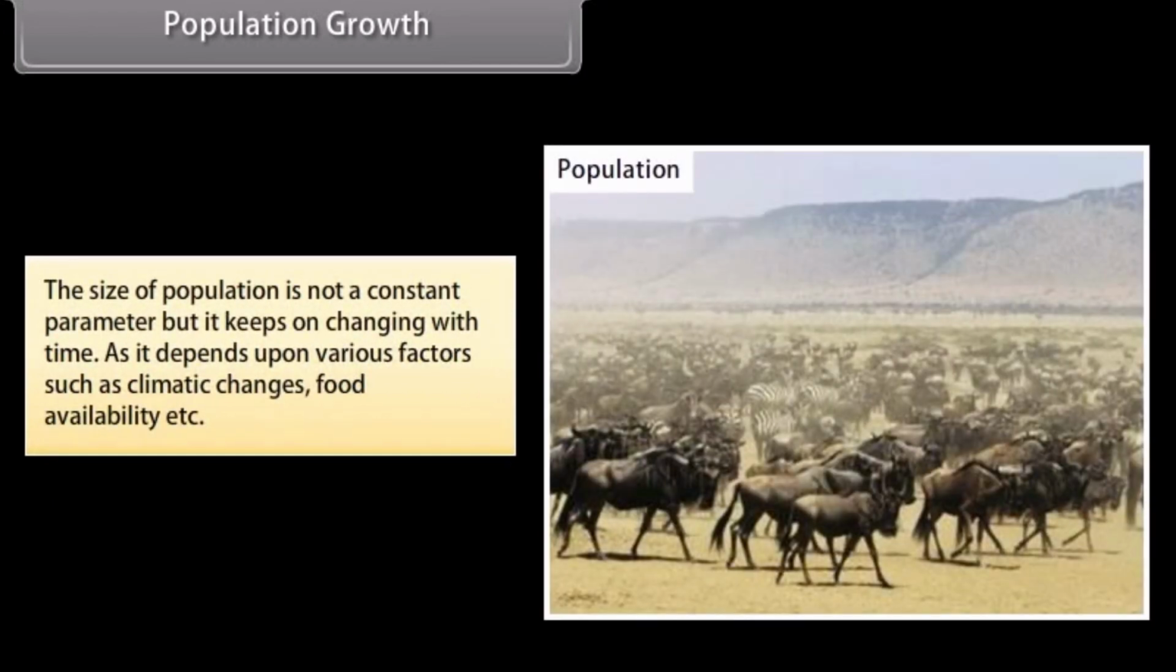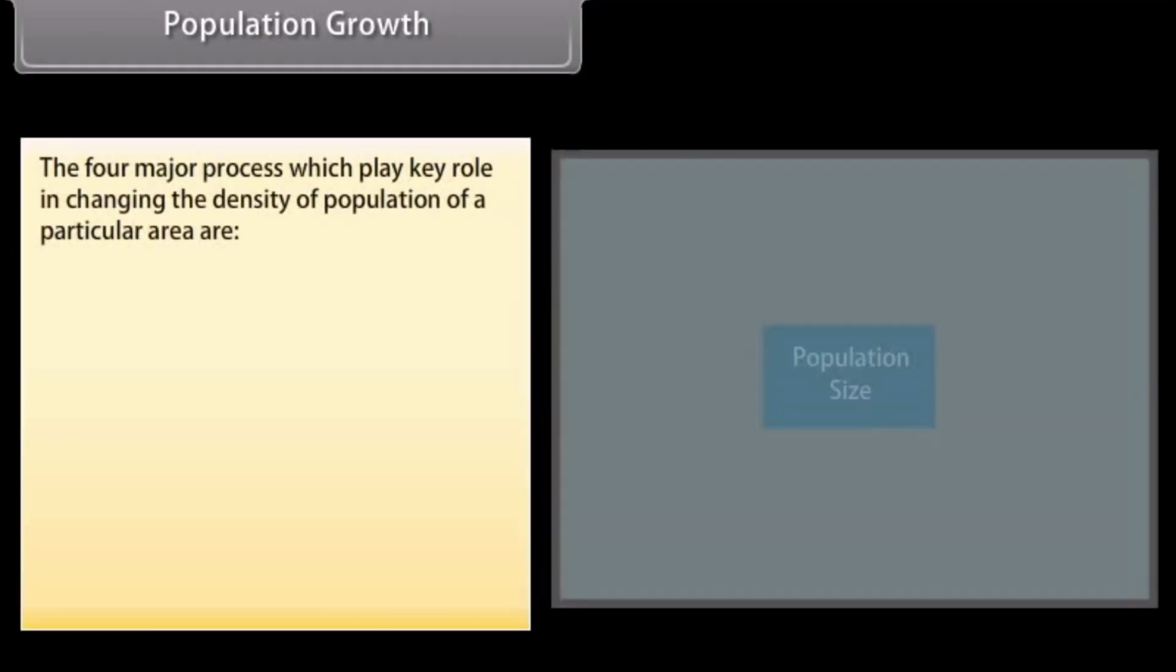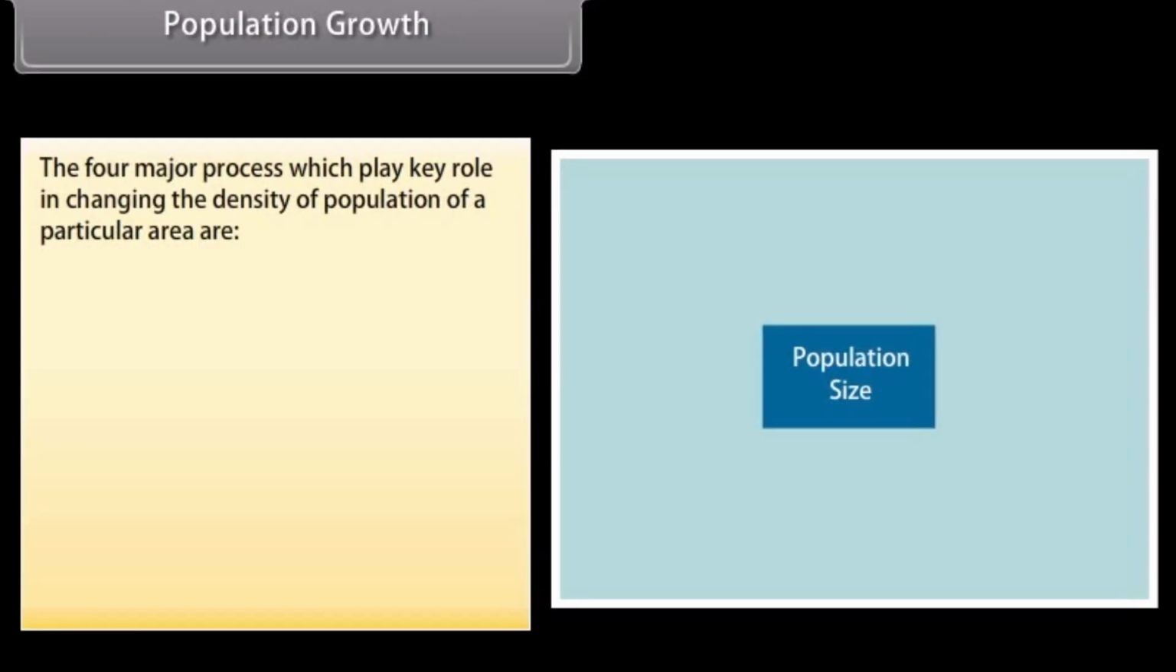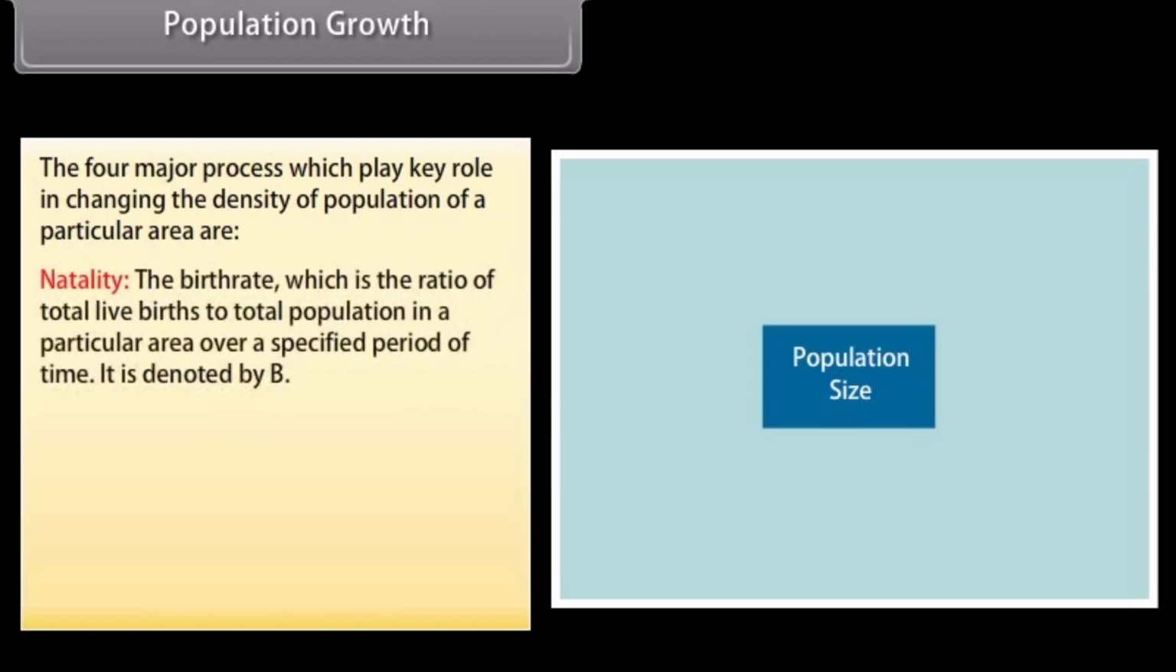Population growth. The size of a population is not a constant parameter, but keeps changing with time, as it depends upon various factors such as climatic changes, food availability, etc. The four major processes which play a key role in changing the density of a population of a particular area are natality, the birth rate, which is the ratio of total live births to total population in a particular area over a specified period of time.